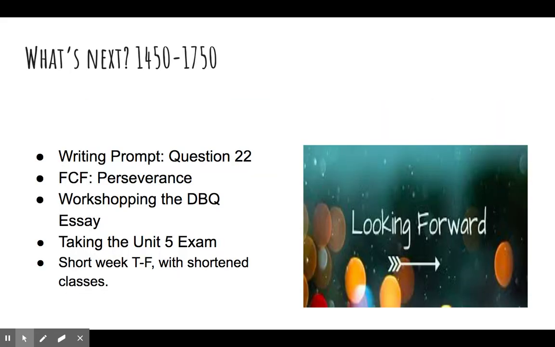What's going to happen next? In our shortened week, we will have a writing prompt that will focus on question 22. Our four-class focus will continue to be perseverance. We're going to workshop the DBQ essay, which will be due at the end of the week, and we'll also be taking the Unit 5 exam in breakout rooms. Just another reminder, it is a shortened week with shortened classes.